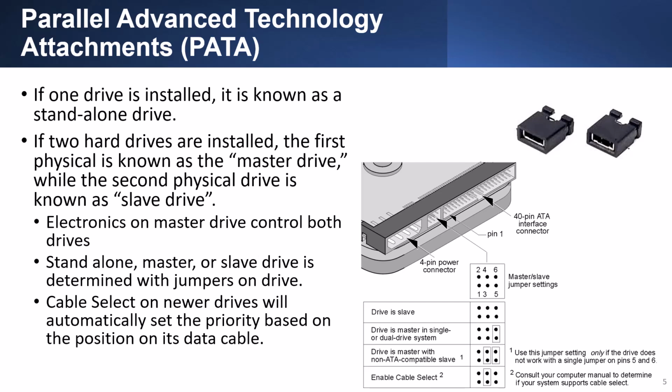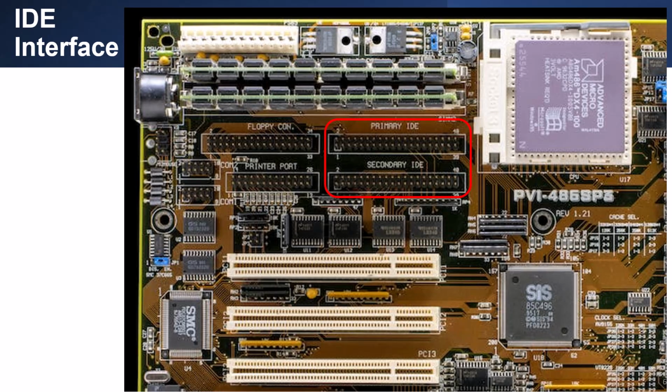Electronics on the master drive control both drives. Standalone, master, or slave status is determined with jumpers on the drive. Cable select on newer drives will automatically set the priority based on the position on its data cable. This picture shows the 2 ribbon IDE cable connectors on the motherboard. Of course, this is an older motherboard.